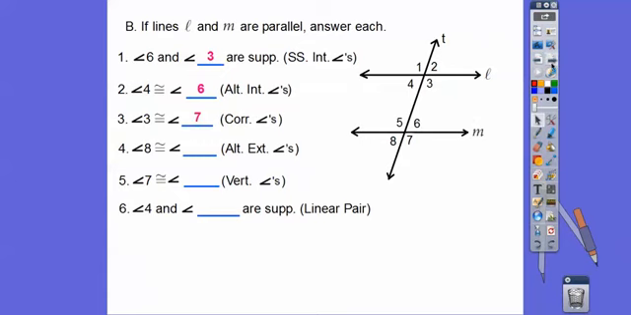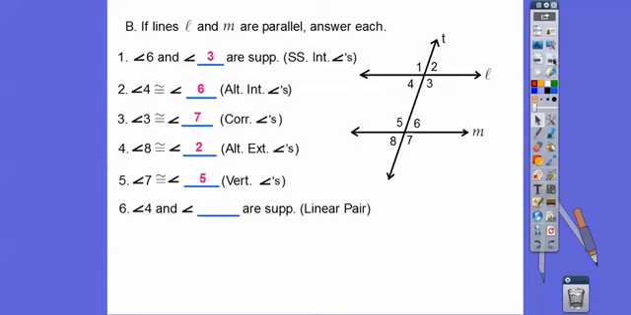8 and blank are alternate exteriors. Exteriors means outside. So here's 8. The alternating one on the transversal would be 2, and they're congruent to each other. So 8 is congruent to 2. 7 is congruent to blank because of vertical angles. Vertical angles are opposite each other. These are congruent no matter what. I don't care if lines are parallel or not. They don't have to be parallel for vertical angles to be congruent. So 7 and 5 are congruent no matter what. Vertical angles are always congruent.